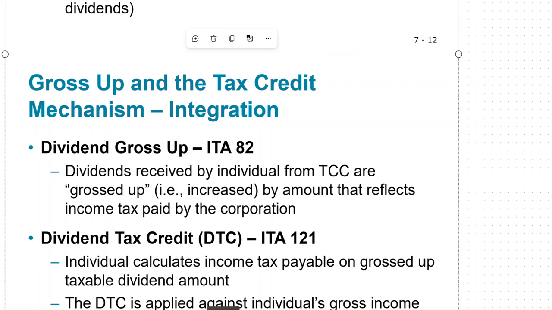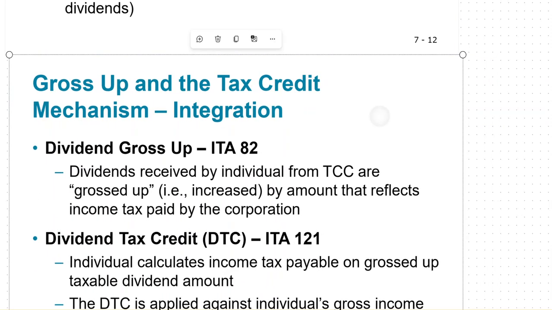So dividend gross up. When we think of a gross up dividend, sorry, sometimes the system gets hung. That's the problem.